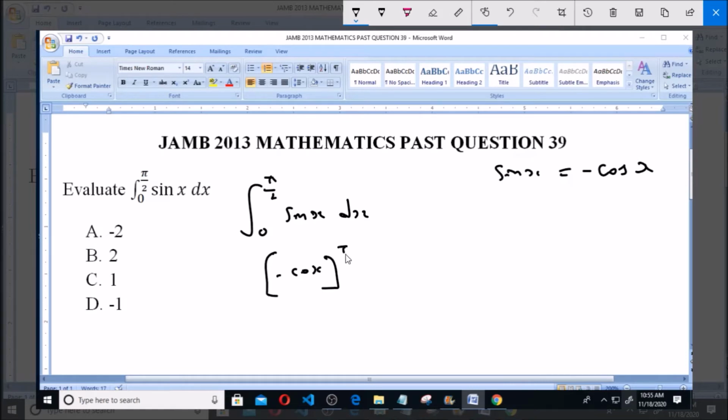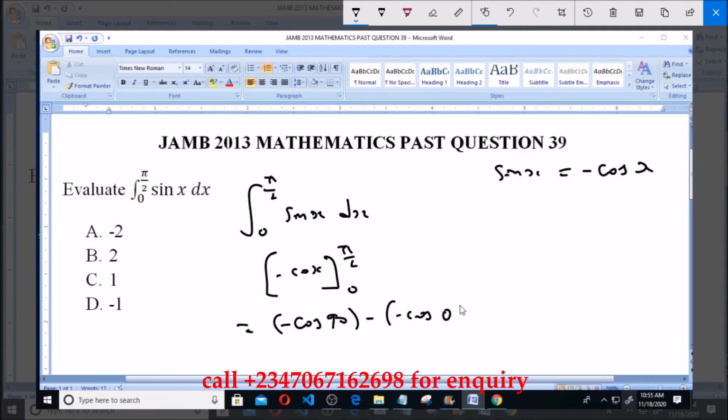Now the limits pi over 2 and 0. So from this expression, this is equal to minus cos. Now pi over 2 simply means 180 over 2, which is 90. So minus cos 90, then minus cos 0.